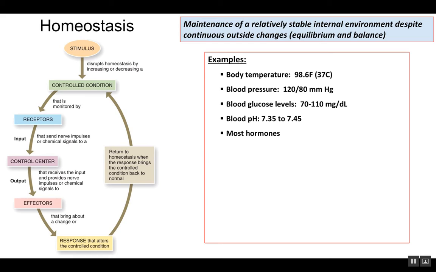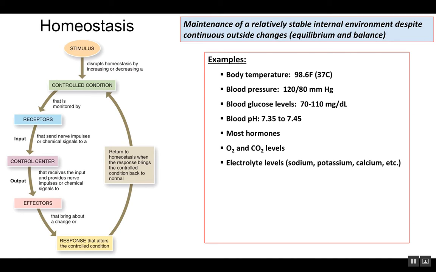A lot of hormones are tightly monitored. A good example would be thyroid hormones. Thyroid hormones control your metabolism, and we don't want thyroid hormones to get really, really high. We don't want them to go too low. So we have to keep them in homeostasis. Oxygen and CO2 levels are tightly monitored. Too much or too little of each can be detrimental.